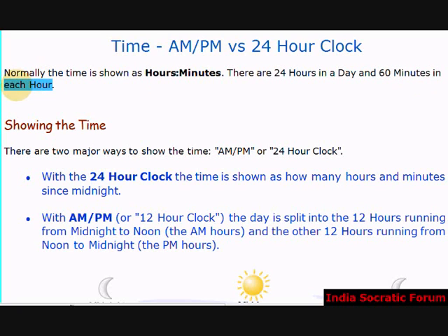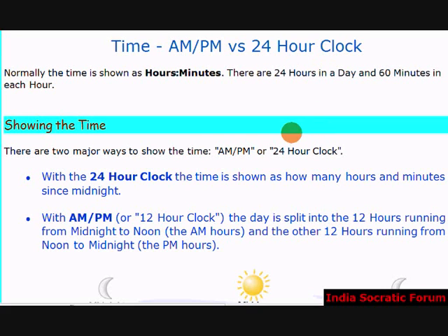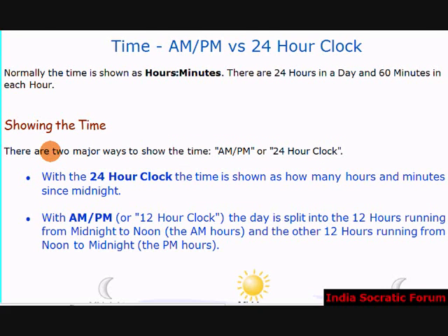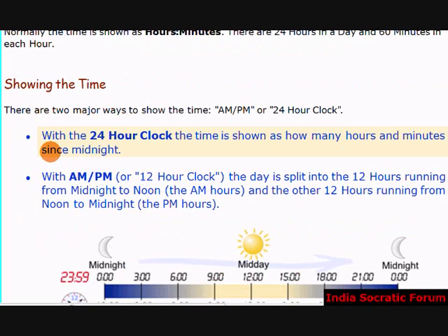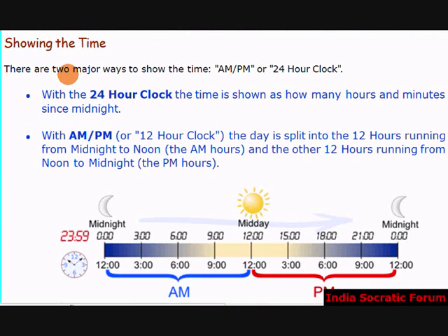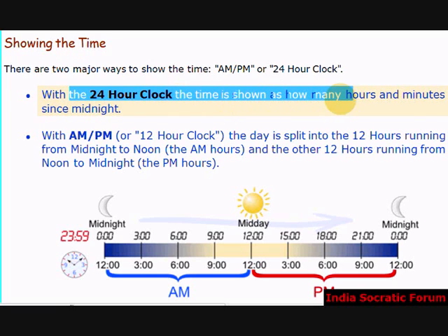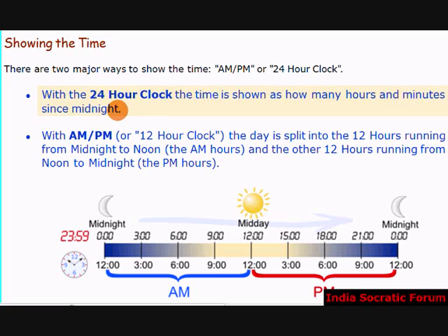How many minutes are there? 60 minutes. How many hours make a day? 24 hours make a day, right? So how do we show the time? There are two major ways, right? In the 24-hour clock, the time is shown as so many hours and minutes since midnight.